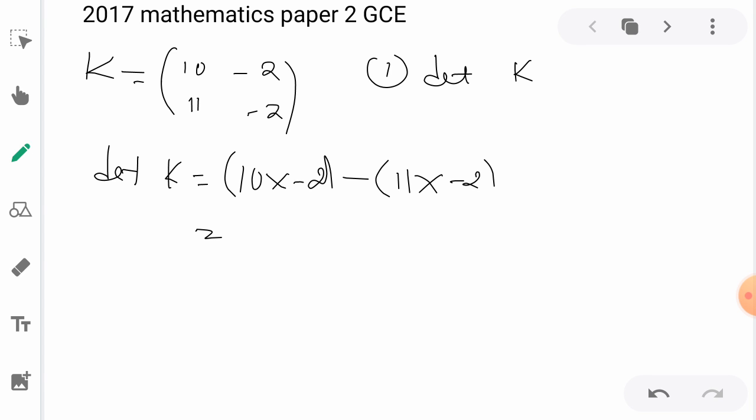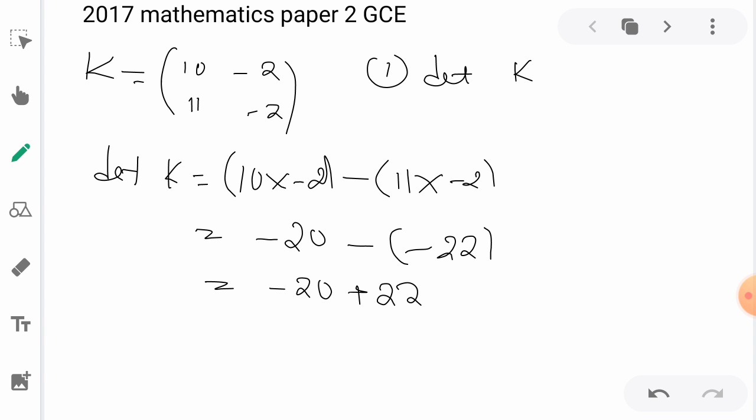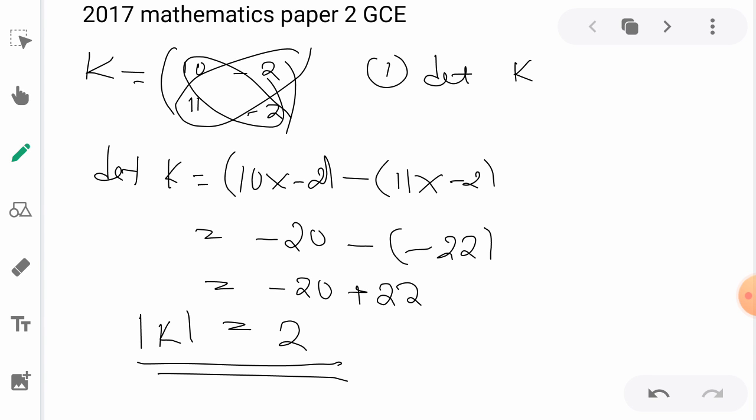So 10 times negative 2, I have negative 20, minus 11 times negative 2, you have negative 22. Therefore, what you have is negative 20 plus 22. You discover that your determinant of K is equal to 2. That's how you find the determinant of a matrix. It's the product of the major diagonal elements, minus the product of the minor diagonal. So we have our determinant as 2. Let's go and answer part 2.